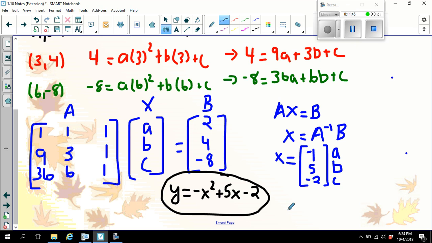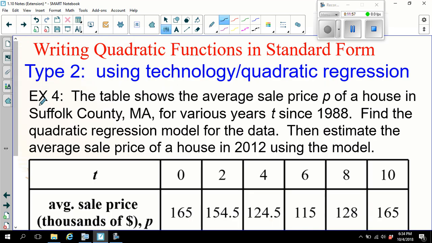Okay, so now we're going to move on to the next example, example 4, or I guess it's example 3, type 2, where we are going to once again use our graphing calculators. So once again, we are going to write a quadratic function in standard form. But this time, we are actually going to use our regression. Now, you guys have already done in Algebra 1 how to find the linear regression. This time, we're going to do a quadratic regression. So that means when we plug in these data points, we're going to figure out what is the best fitting line or best fitting quadratic that goes with these data points.